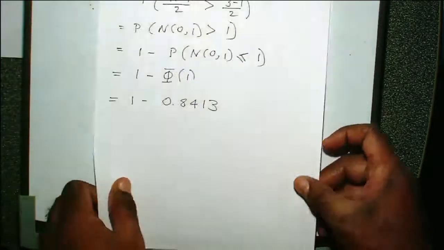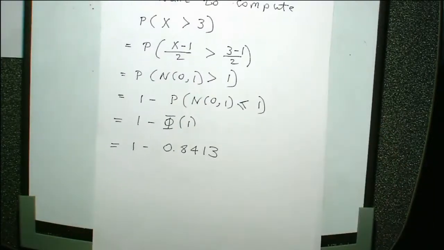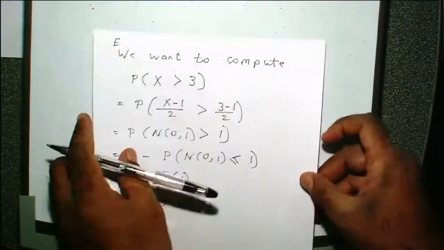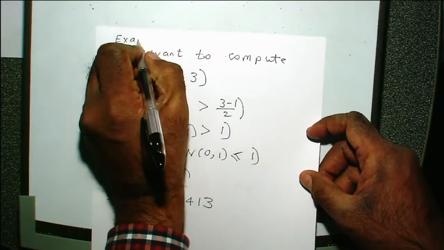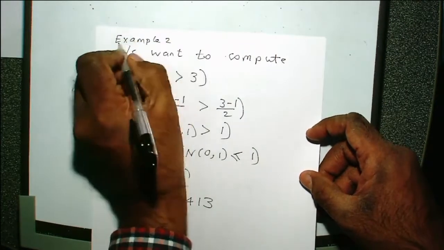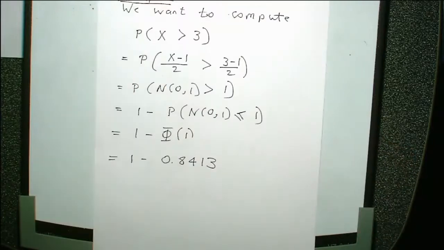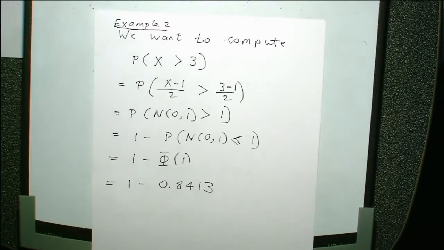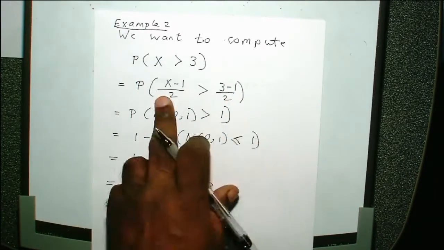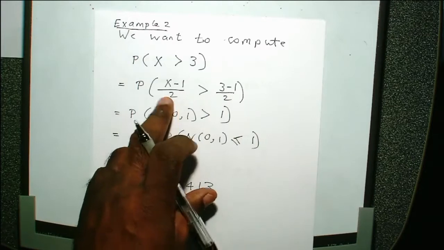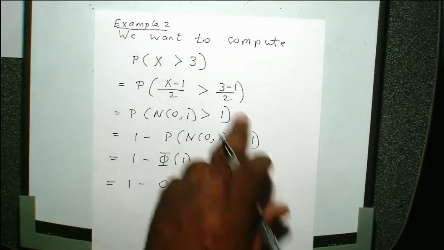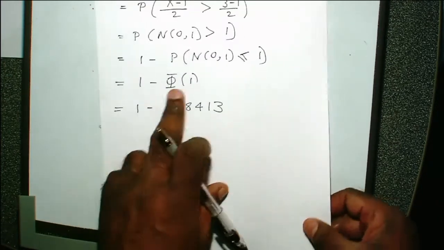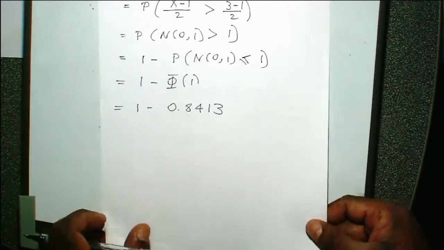This is the second example I did, example 2, right? So we computed the probability that a variable x is greater than 3. It's the same procedure as before. You normalize x by subtracting the mean and dividing by the standard deviation, both sides. Then you get this. You can write this as this by the complement rule. And finally, you get this. And you can read Phi of 1 from the table to get this, right?